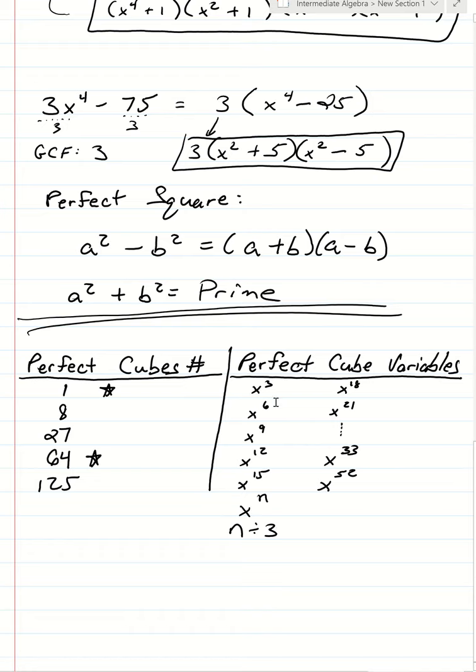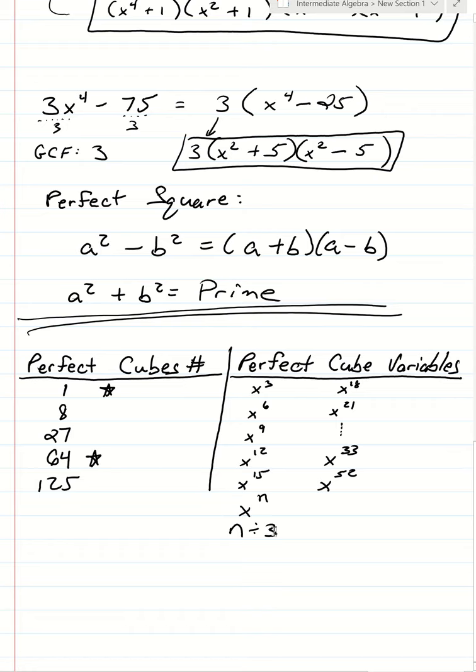You'll notice, take a look here at all of these exponents. They are all divisible by 3 evenly. Do be careful. Once again, some of them can also be considered perfect squares, like x to the 6th, x to the 12th, x to the 18th, even x to the 52nd. Because not only are they divisible by 3, but they are also divisible by 2.